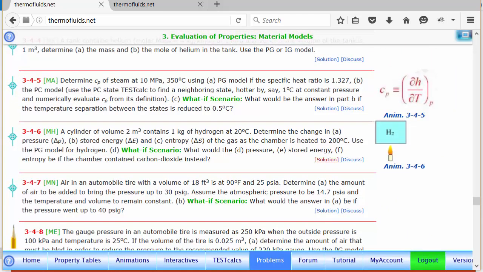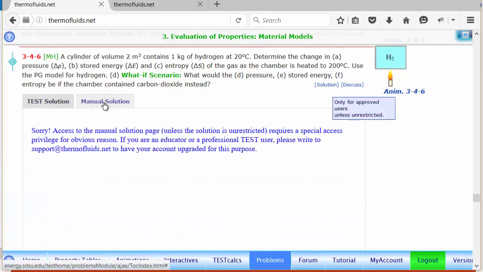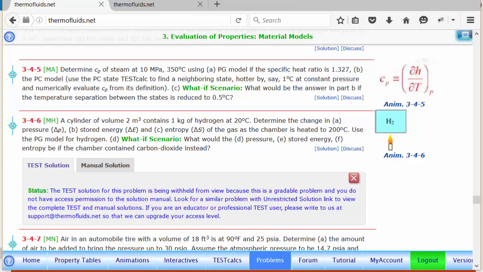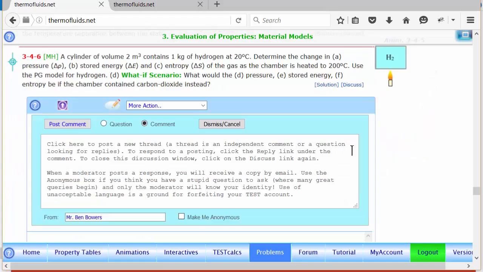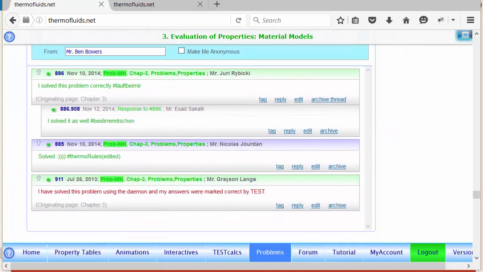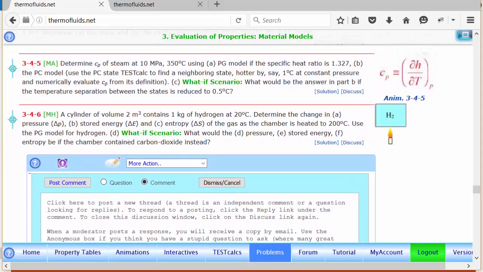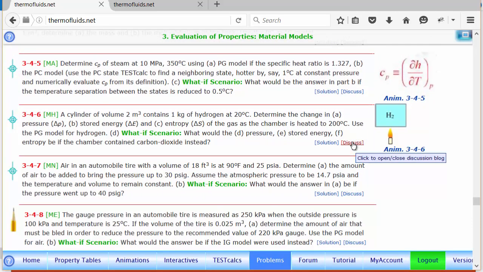Of course, even the solution is given, but obviously not for students. The solution is only given to people with special permissions, like your professor, for instance, or professionals who have the correct privilege. However, if you cannot solve the problem, you can always click the discuss button, and you can find what other people have commented. They may have put some hints there, or you can ask a question, and someone, I'm pretty sure, will help you out with some hints.